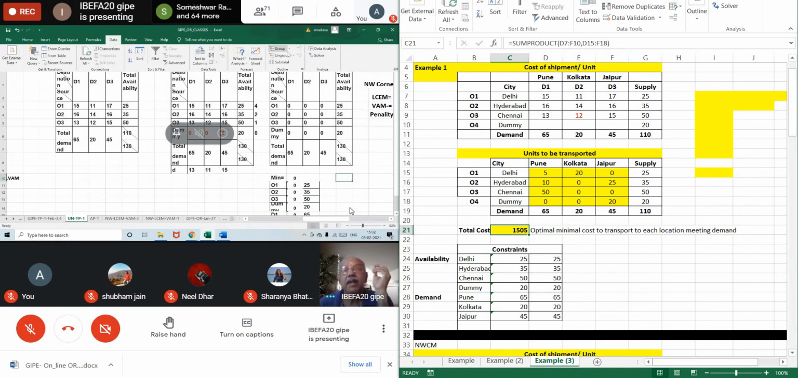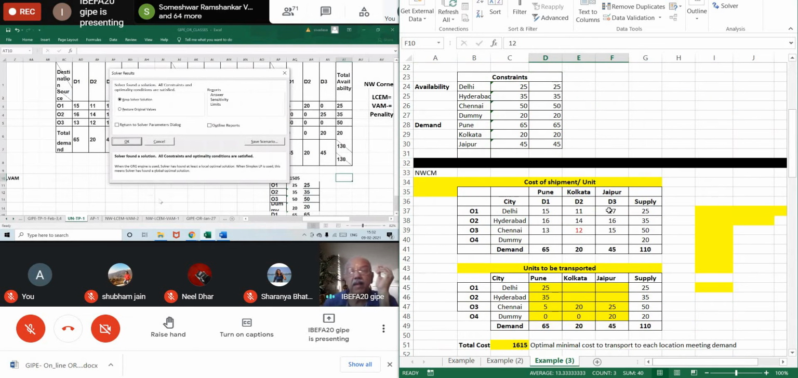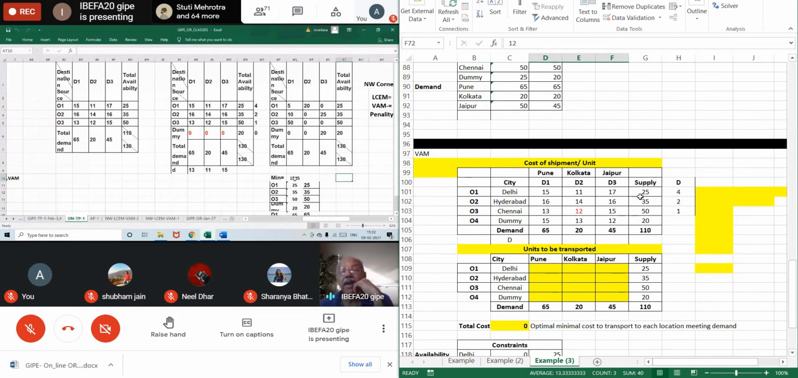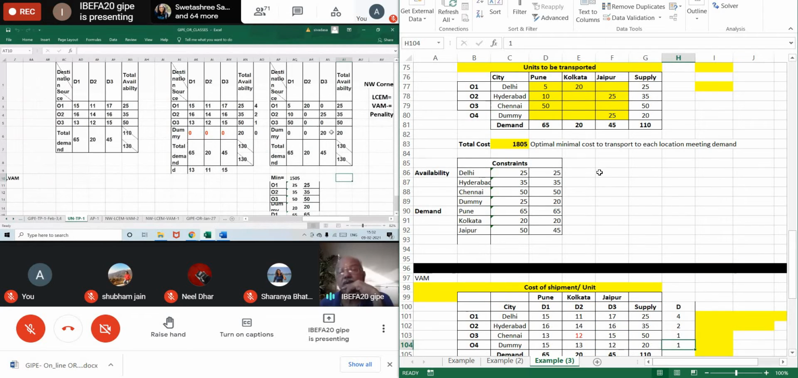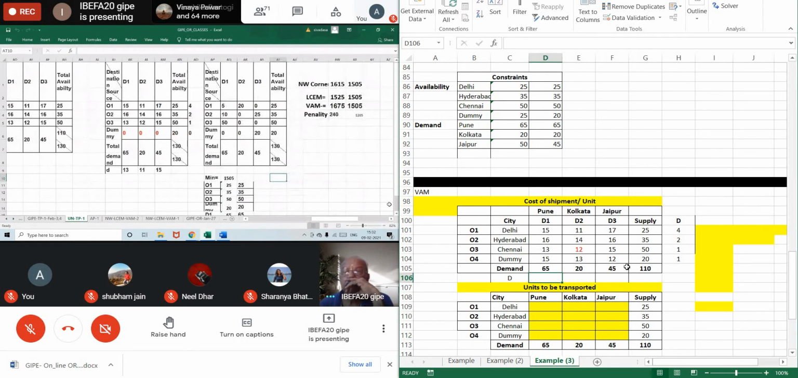But 1505 is my optimum. But what happened? D3 is getting a shortage of 20. So 20 into 12 will be 240. Add it. It is the addition of 1505 plus 240.